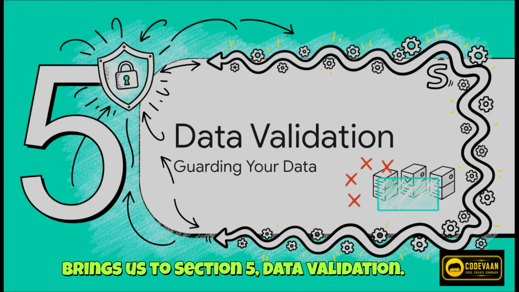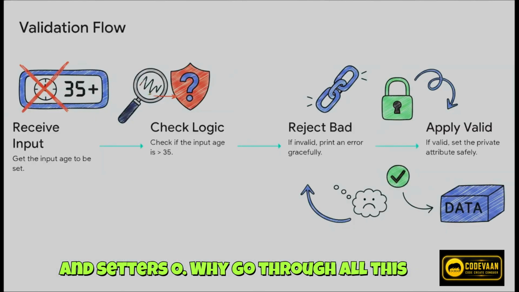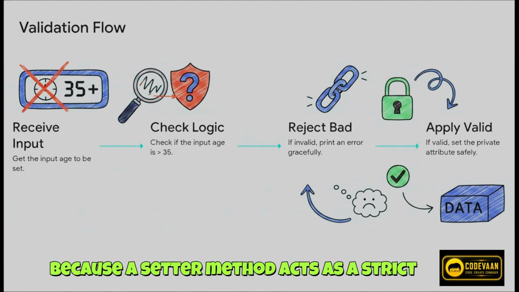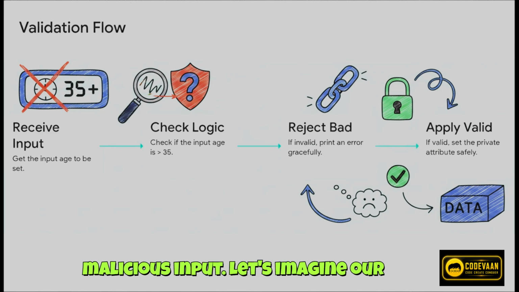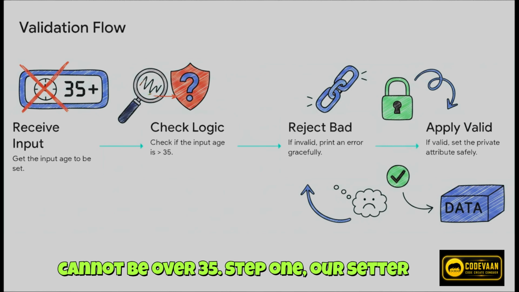This brings us to Section 5, Data Validation in Setters. So why go through all this trouble just to change a simple variable? Because a setter method acts as a strict guardrail against bad, corrupted, or even malicious input. Let's imagine our program requires that a student's age cannot be over 35.